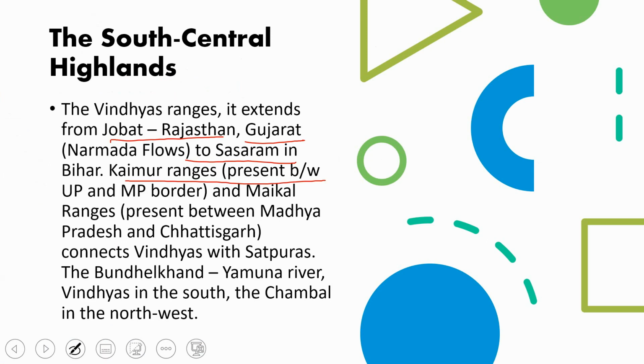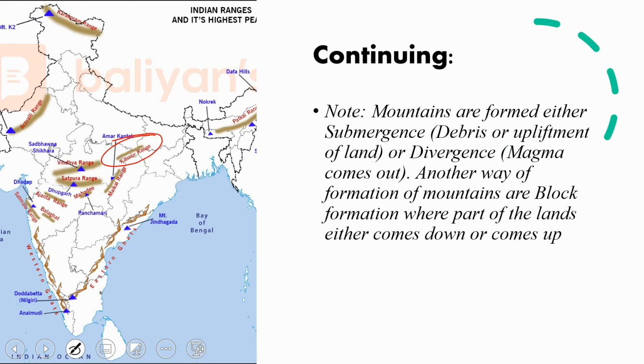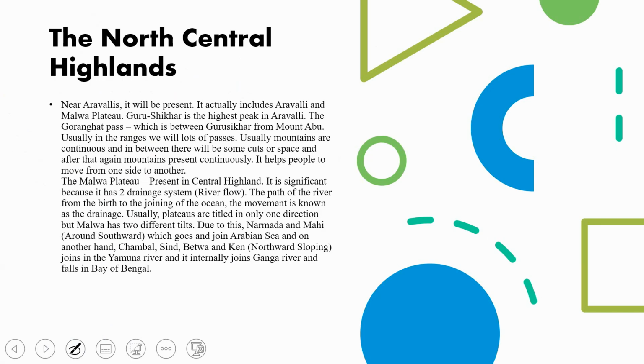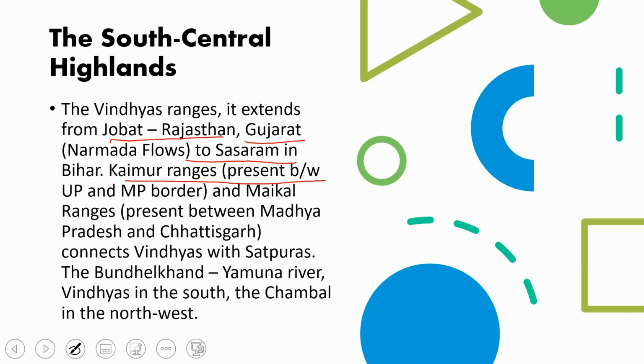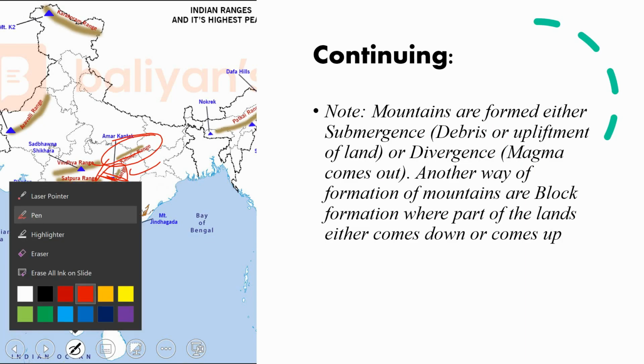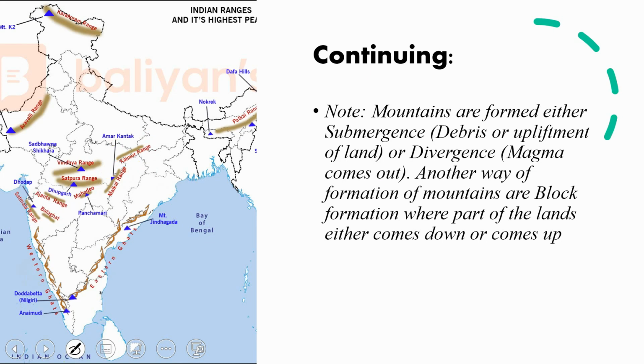and Maikal ranges are present between Madhya Pradesh and Chhattisgarh. This is your Maikal ranges, that is present between Madhya Pradesh and Chhattisgarh. See, this one and this one. Okay, that connects Vindhyas with Satpuras. Here, see, it connects Vindhyas with Satpura. It seems like that, but it is drawn here, but it is actually connecting Vindhyas and Satpura. These all parts.